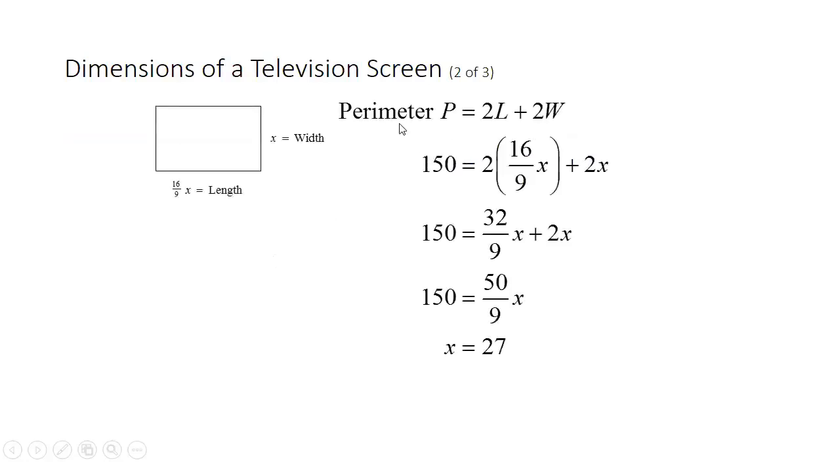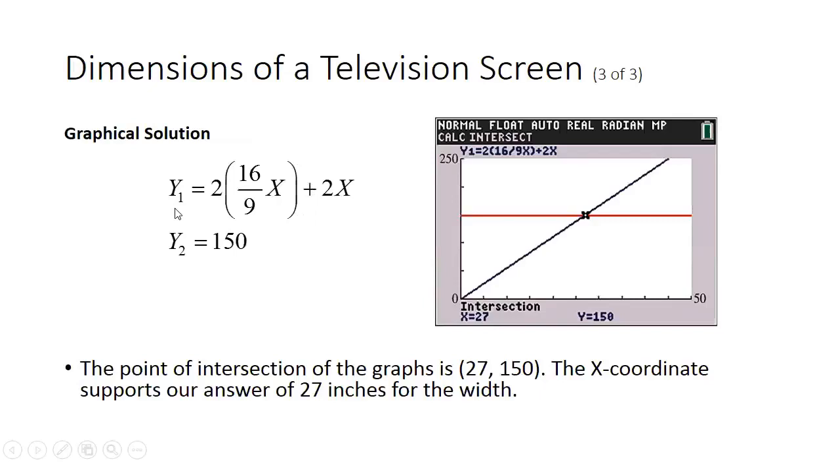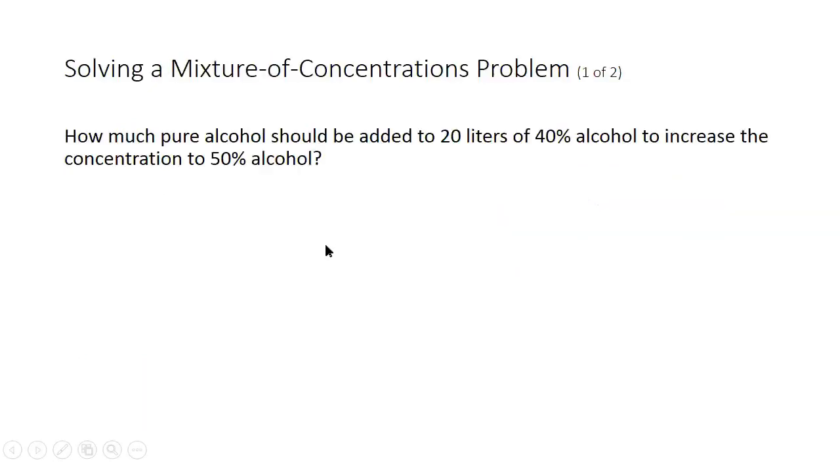So in this case, the perimeter is equal to 2 times length plus 2 times width. If P is given to me as 150 and the length is 16/9 x and the width is x, then basically just solve for x. Once you find x, you just multiply by 16/9 and that gives you the length, and the width is x. We can always use our calculator also to plug the numbers in and see what the intersection is, and that would be the solution.